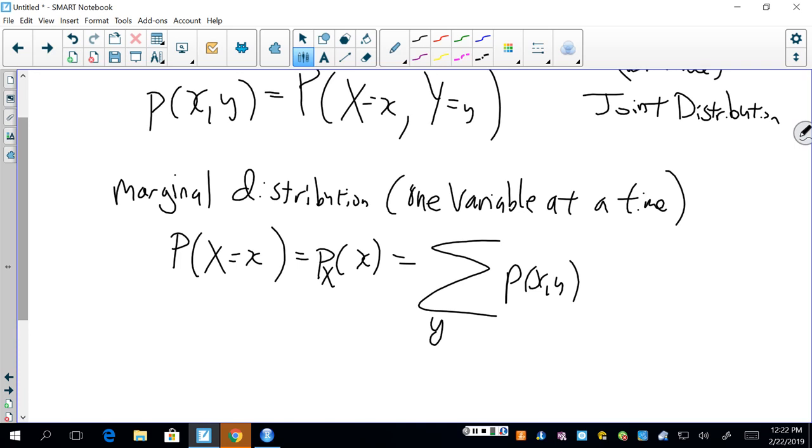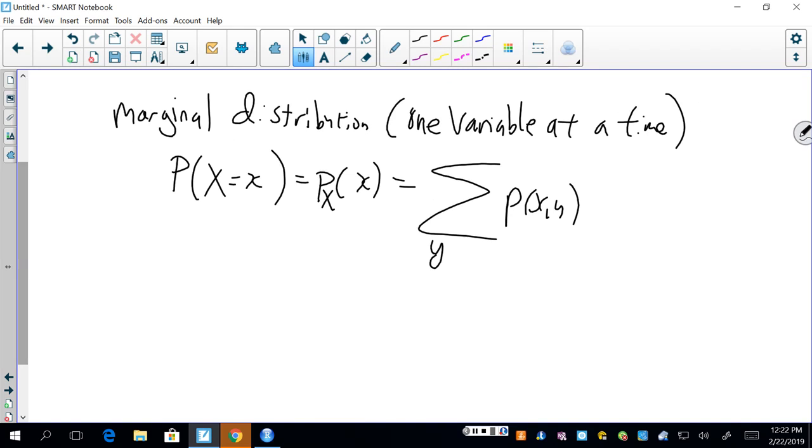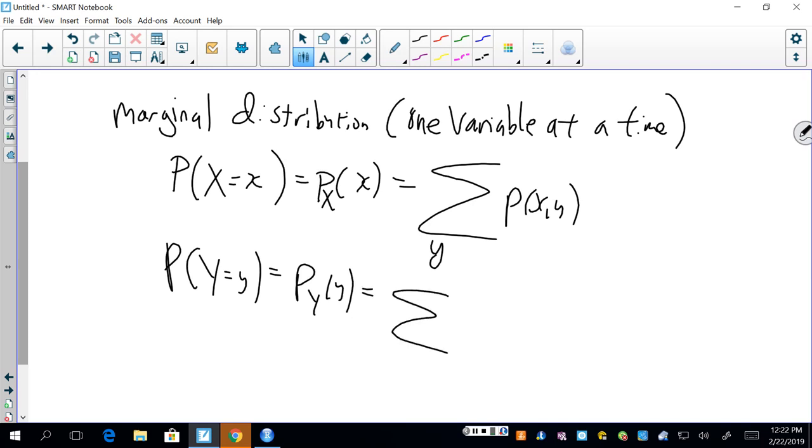But if you add the other way, if you add over all the x's, that's going to give you a marginal distribution. If you want the probability that y equals one of its values by itself, then we're going to sum over the values of x of these probabilities. Look at all those probabilities for the y you're interested in, in combination with all the other x's, and add them up, and it gives you the margin.